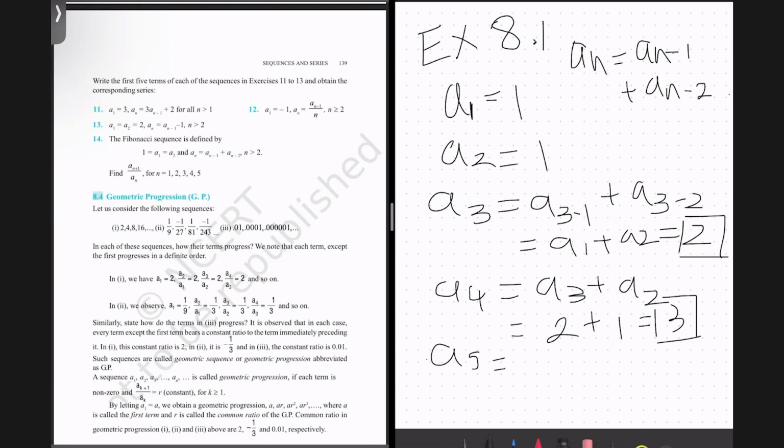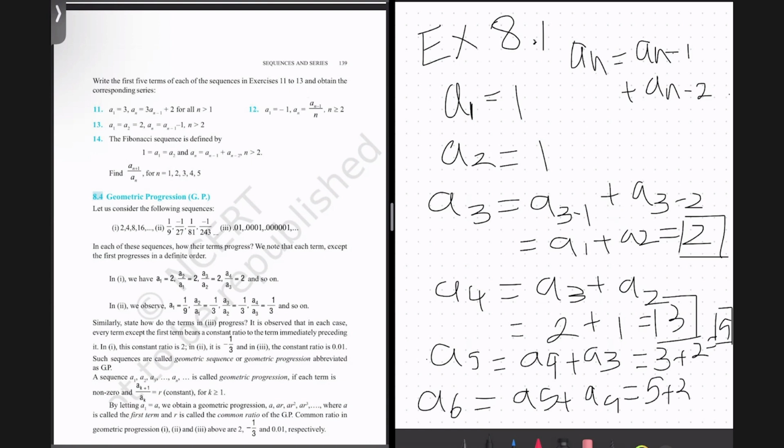Right. A of 5 would be a of 4 plus a of 3. So a of 4 is 3 plus 2, that is 5. Correct. A of 6 would be a of 5 plus a of 4, and that is nothing but 5 plus 3, and that is 8. So the first 6 terms of the Fibonacci sequence would be 1, 1, 2, 3, 5, and 8.